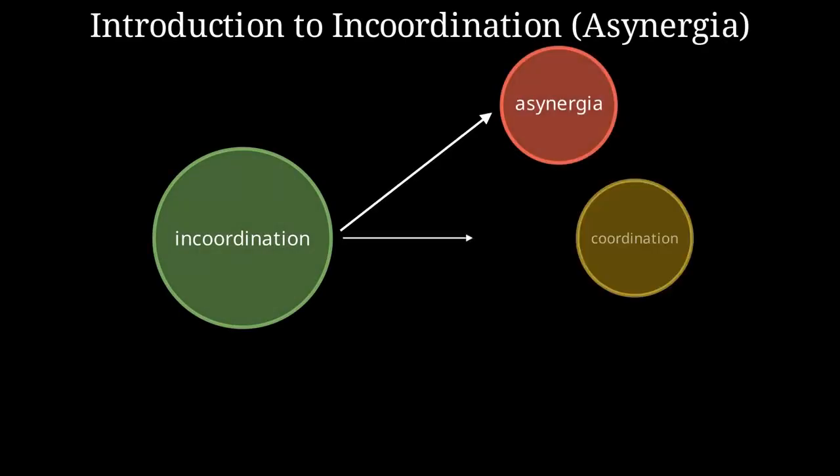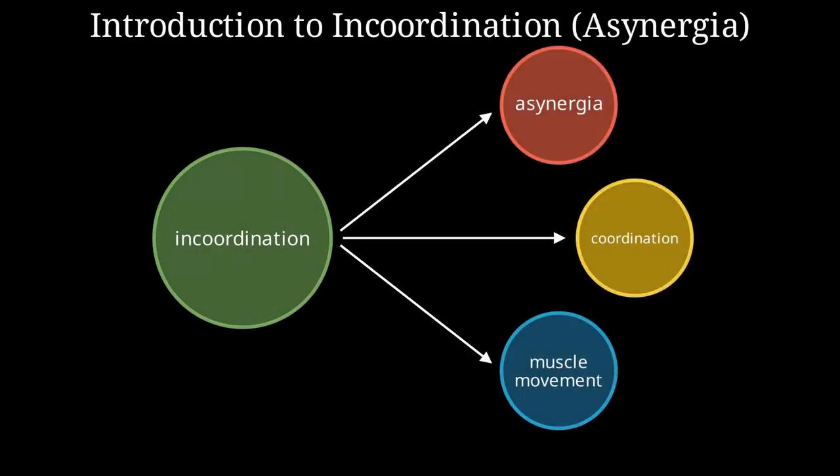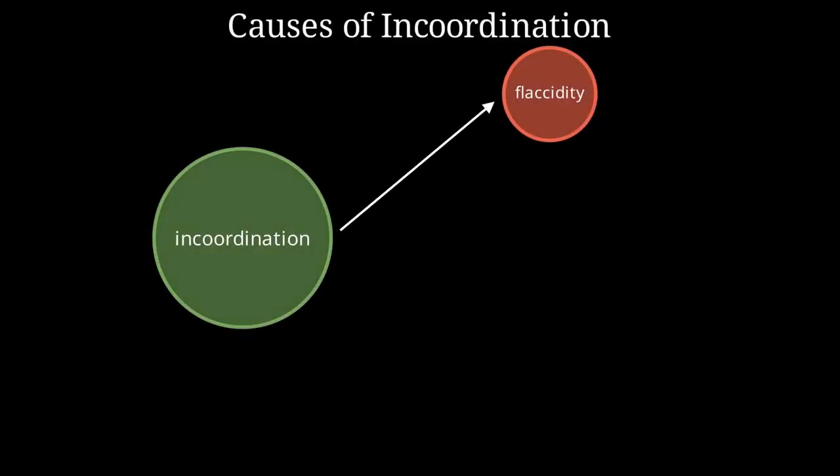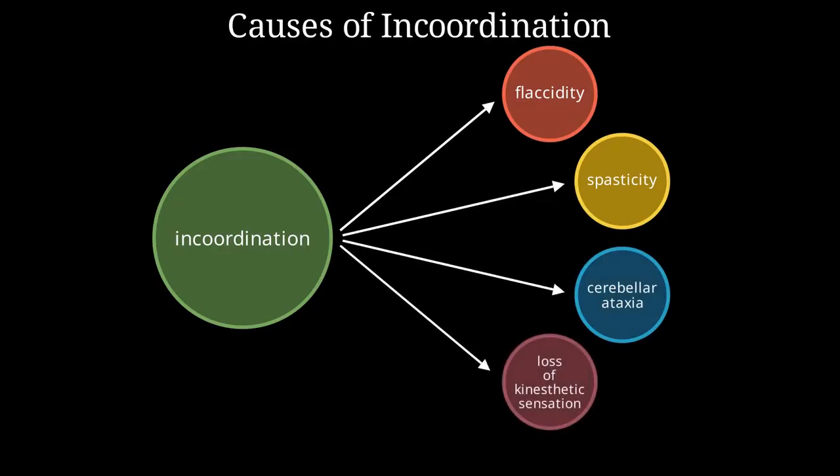Incoordination, also known as Asynergia, refers to jerky, inaccurate, and non-purposeful movements performed by groups of muscles. Coordination is the smooth, rhythmical, and accurate activity of muscles working in the correct sequence. When this is lost, movements become incoordinate. Incoordination can result from several causes, including flaccidity, spasticity, cerebellar ataxia, and loss of kinesthetic sensation.